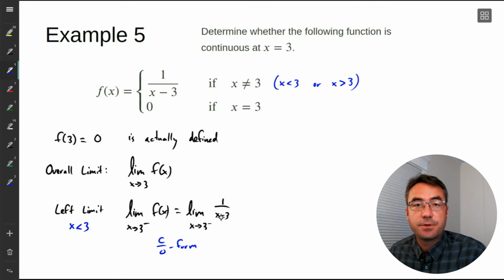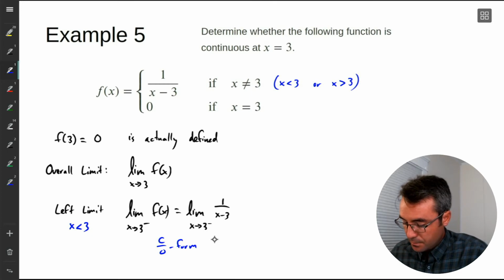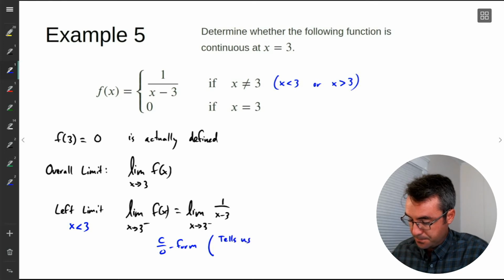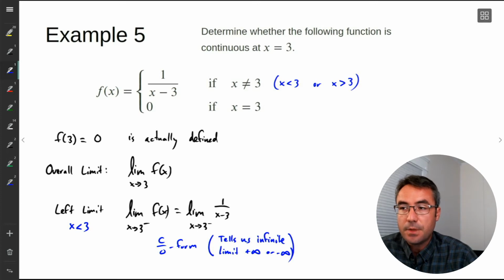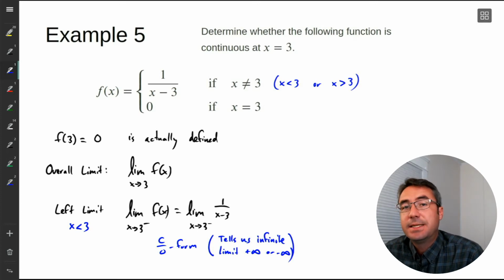So this is a c over 0 form, which tells us it's an infinite limit. So it's either plus infinity or minus infinity, and we need to figure out which. Tells us it's going to be either positive infinite or negative infinite. And the way we decide the sign is with a test number.